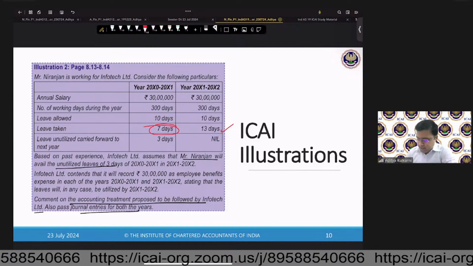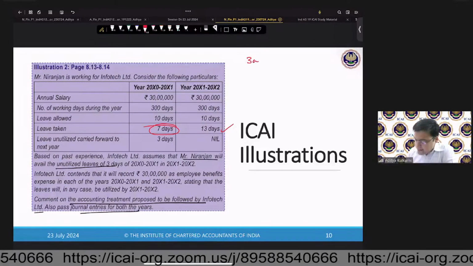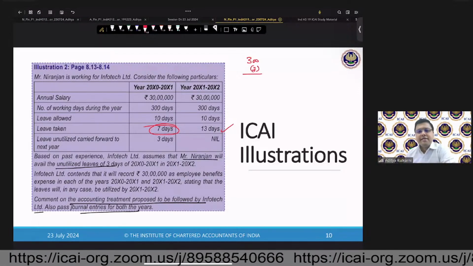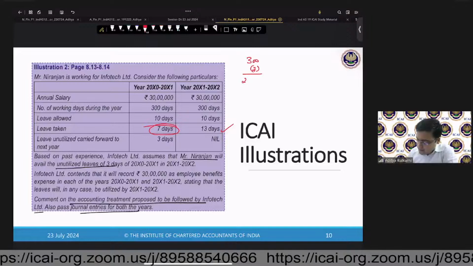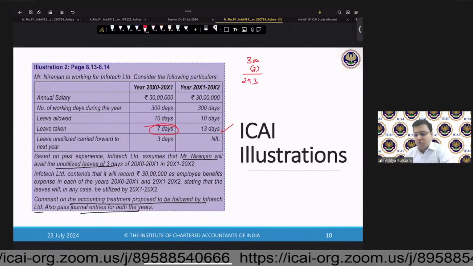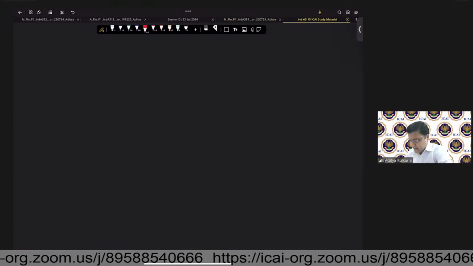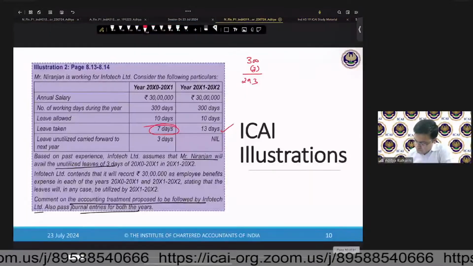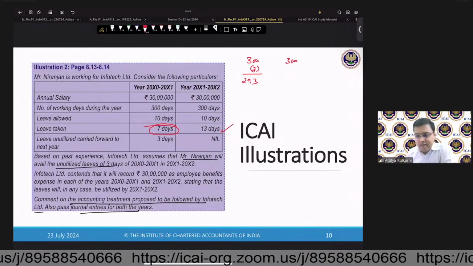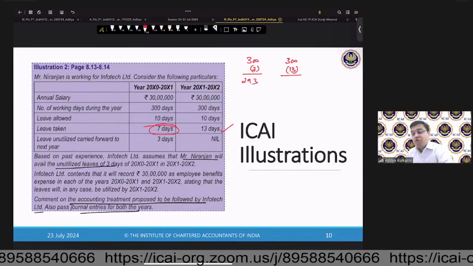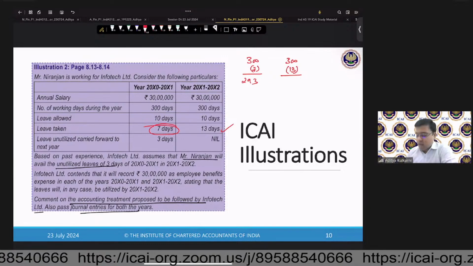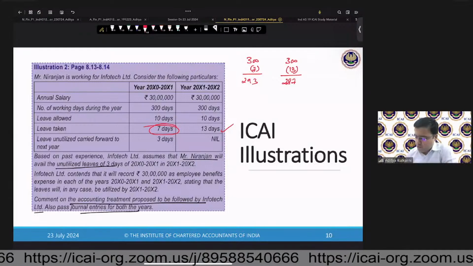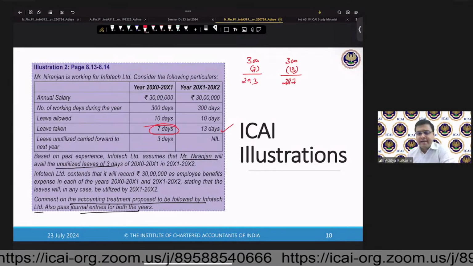Now, see, total working days 300. First year, 7 days he did not come. That means he came for only 293 days. Now, second year, 300 working days. He did not come for 13 days. That means he came for 287 days. Yes or no?